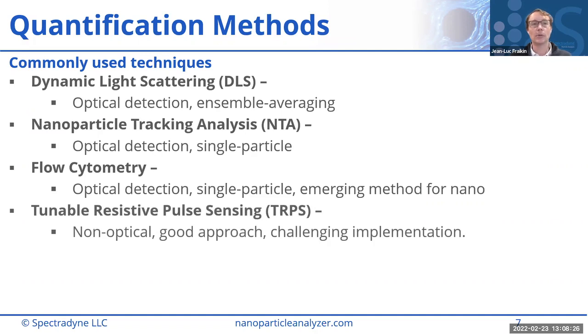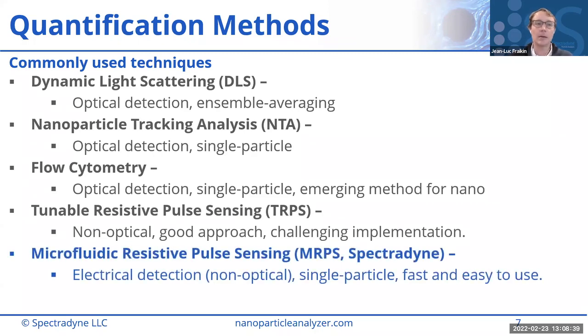So tunable resistive pulse sensing, this is an electrical method. It's been around for a while. We're a fan of the electrical approach. This particular implementation is challenging to use. But that's where Spectradyne's technology comes in with Microfluidic Resistive Pulse Sensing, or MRPS. This uses, again, electrical detection. It's based on the Coulter principle, which has been a gold standard for decades, counting large particles and cells. And so it's a non-optical technique. So it truly is orthogonal to all these top three optical techniques. It's a single particle measurement method, and it's fast and easy to use.